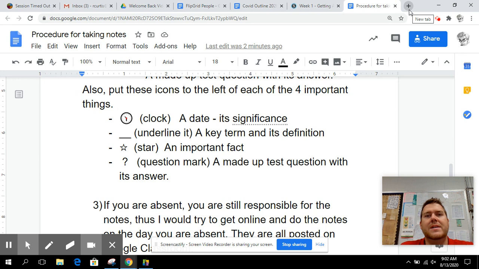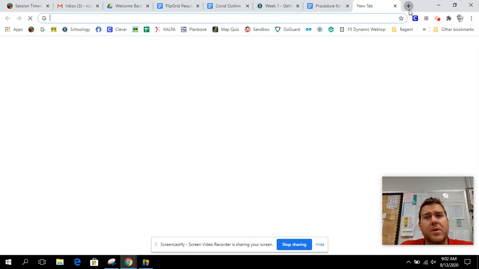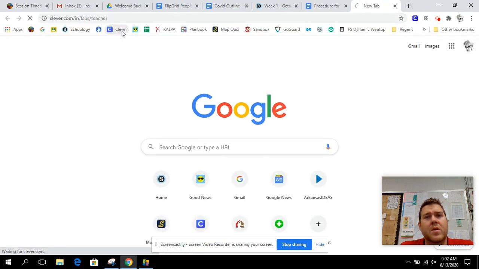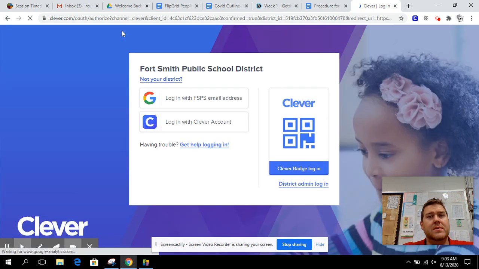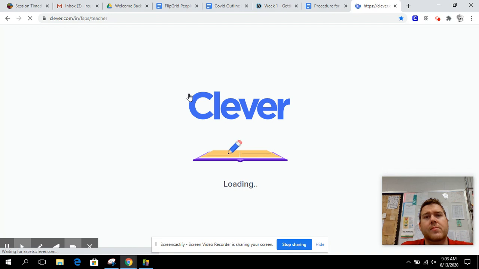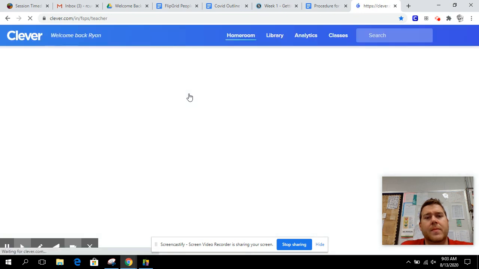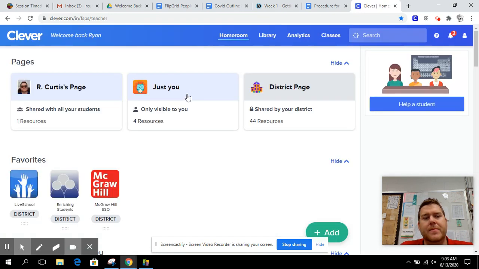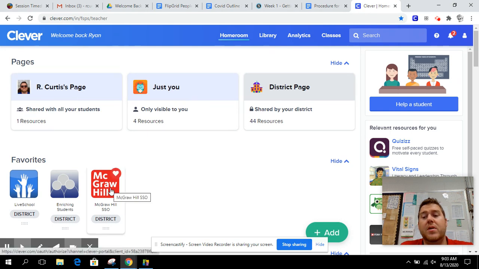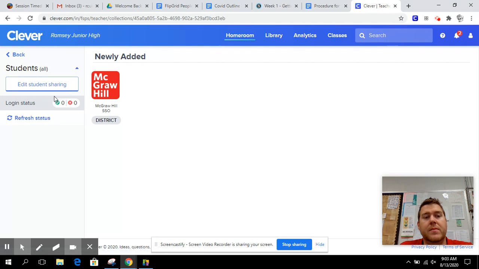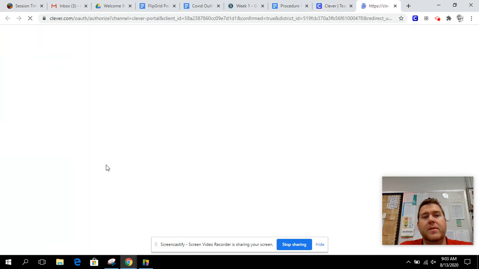So to get your online textbook, you want to go to Clever. Hopefully you've bookmarked that. That should log you in. If you're not logged in, you log in using Google. Once you're in, you're either looking for McGraw-Hill or you're looking for R. Curtis's page. Either way, we're looking for the McGraw-Hill. That's our textbook.